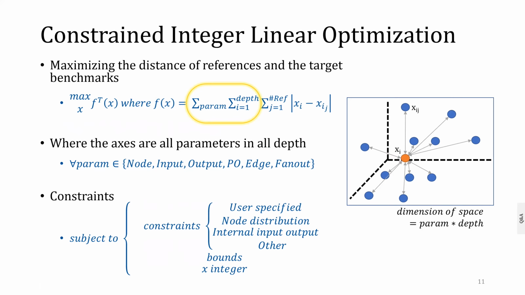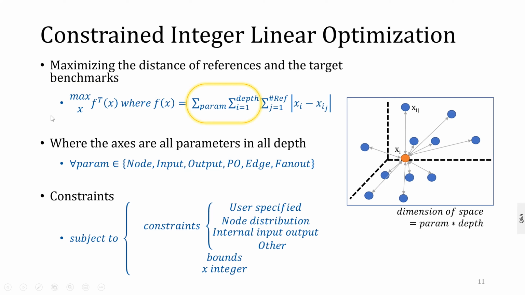Now, we're showing only 3 axes here for visualization purposes, but in actuality, the total number of axes is the total number of parameters that we are using times the total number of depths. So here, we have used the 6 parameters that I have shown in the statistical file, and the depth can be 10, 20, 30, or higher. And so we increase the number of axes.